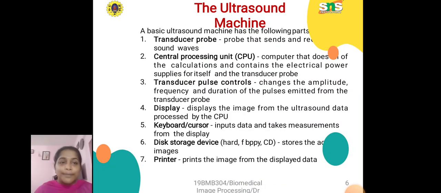The basic ultrasound machine has the following parts: a transducer probe, central processing unit, transducer pulse controls, display, keyboard cursor, disk storage device, and a printer. It prints the image from display data.